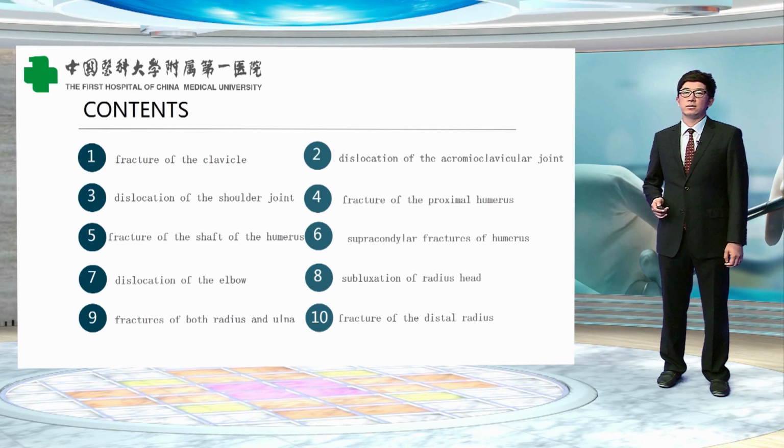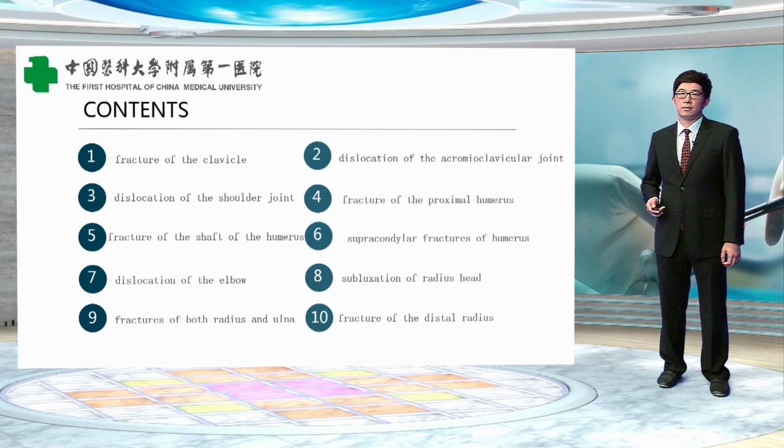The seventh is dislocation of the elbow. The eighth is the subluxation of the radius head. The ninth is fractures of both radius and ulna. The 10th is fracture of the distal radius.